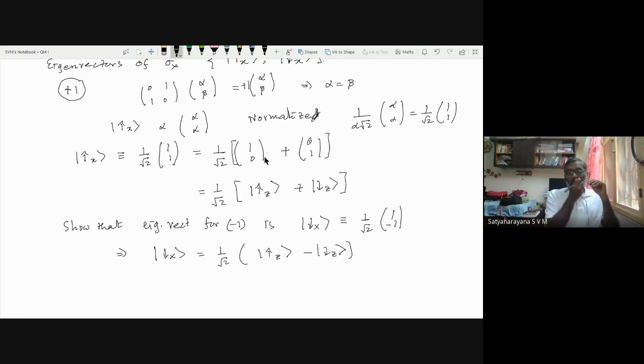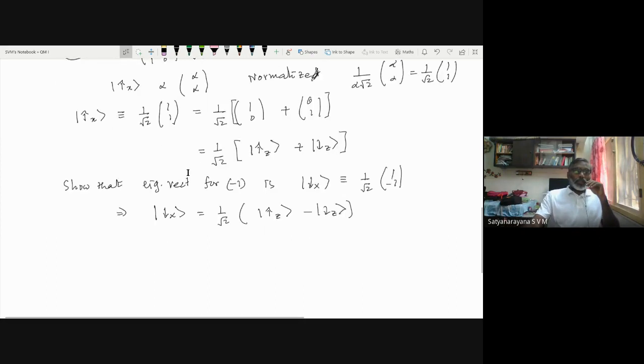Okay, 1 by root 2 into up z minus down z. So you can do this exercise. So repeat this exercise with the operator sigma y, which is equal to 0 minus i, i 0.